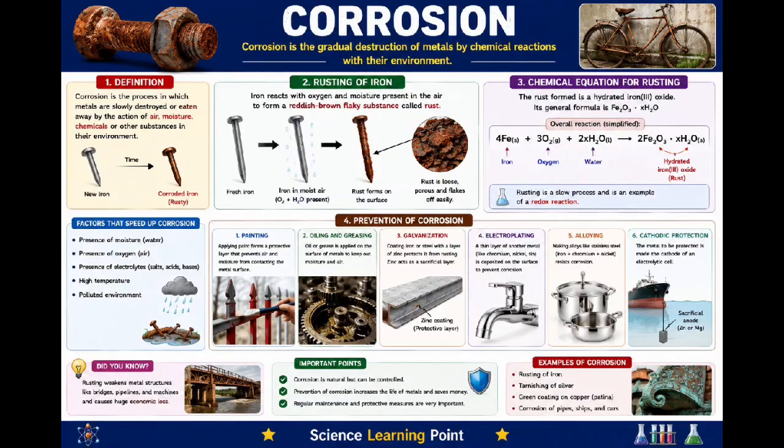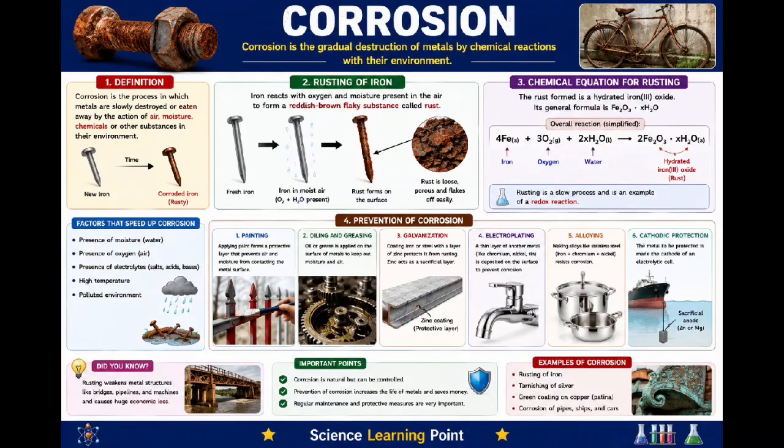How can we prevent corrosion? Luckily, there are several ways to protect metal. First, painting. Paint forms a protective layer and stops air and moisture from reaching the metal. Secondly, oiling or greasing. Oil or grease forms a protective coating on the surface. Third, galvanization. What is galvanization? In this method, iron is coated with zinc to protect it from rusting.